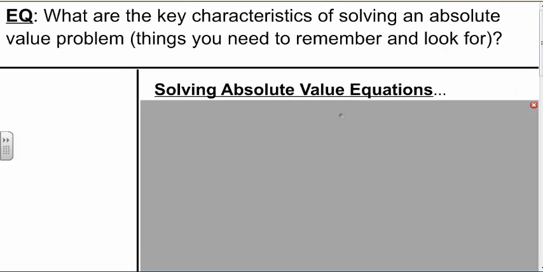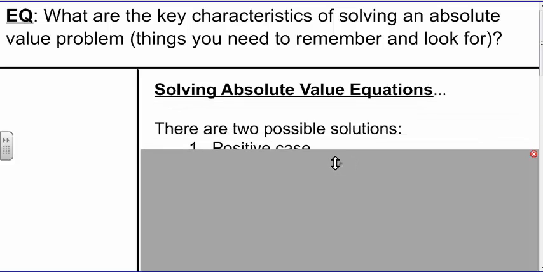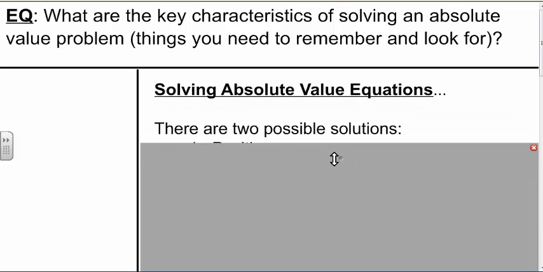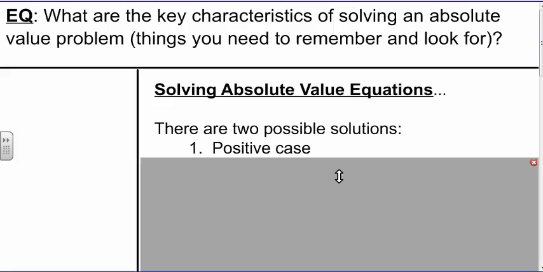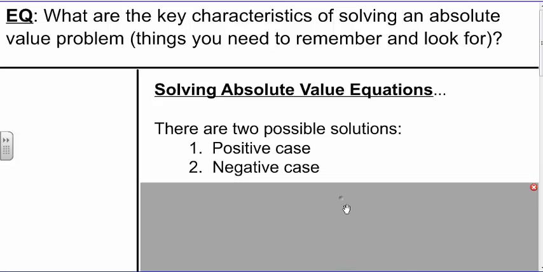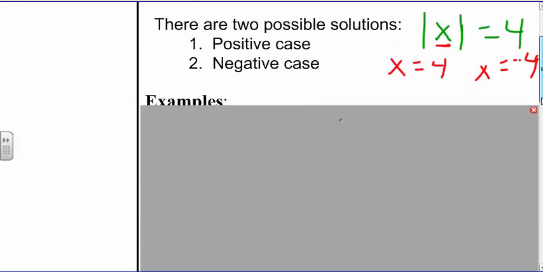Next, we're actually going to look at some solving of absolute value equations. There are 2 possible solutions. We have the positive case, and then we have the negative case. This is what we were looking at in the previous slide. So absolute value of x is equal to 4. The x on the inside is either equal to 4, or that x on the inside is equal to negative 4. So let's do some examples.